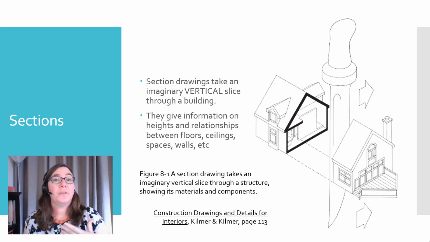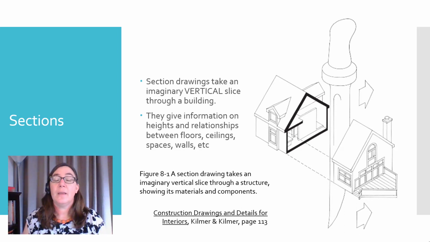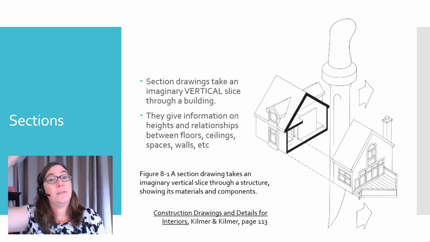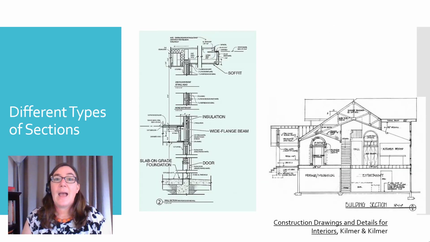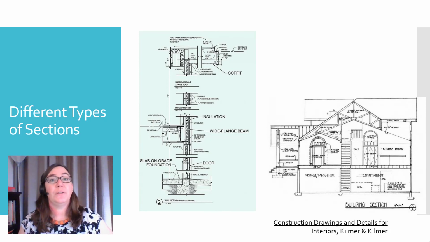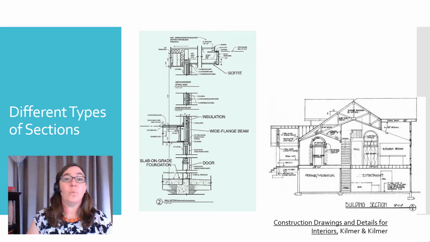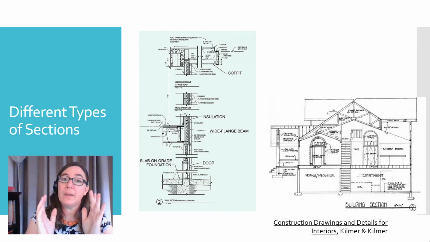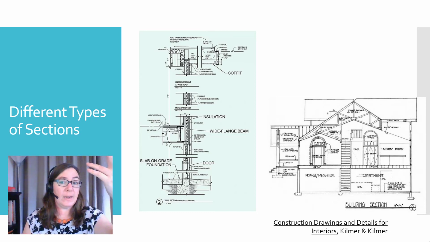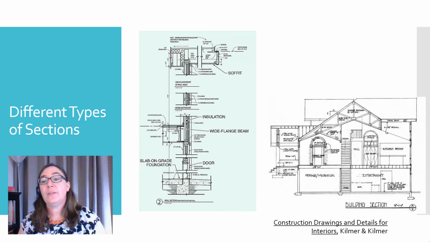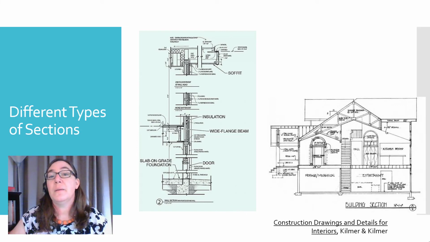Section drawings are similar to floor plans in that they take a slice through a building. But in this case, the slice is vertical instead of horizontal. And we use different types of sections to convey different levels of information. On the left, you see a wall section. So we're zoomed in on a particular wall construction in a building. On the right, we see a building section. This is going to be a slice through the entire building.